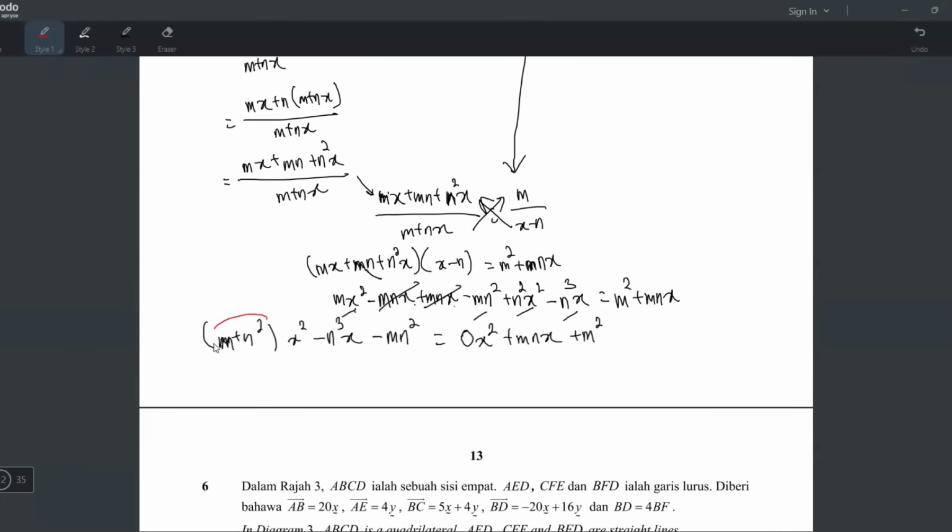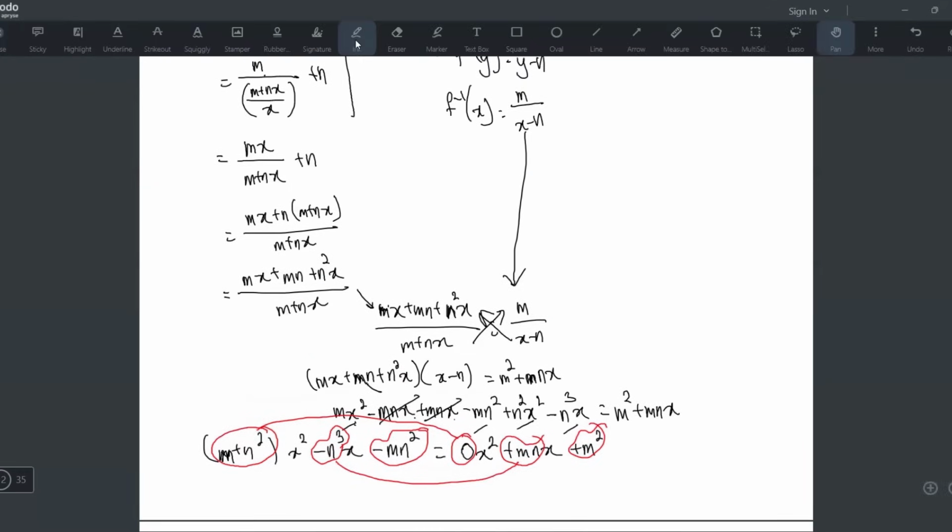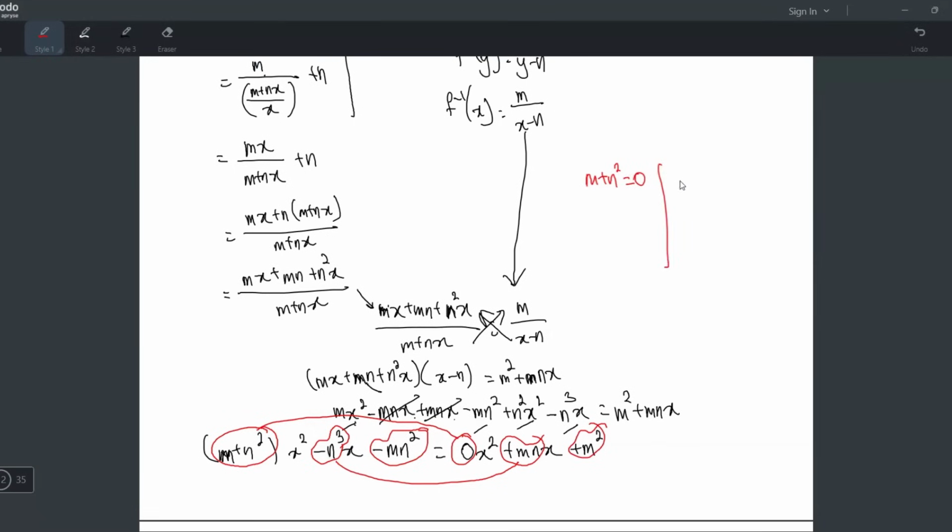So the number before x square and the number before x square banding. And then the number before x and the number before x banding. Okay? And then lastly is this one dengan this one, right? Okay, so let's write it down. So dia akan jadi m plus n square equals 0. That's the first one. And then the next one is negative n cubed equals to mn. Okay. And then the last one is negative mn square equals to m square. Okay.